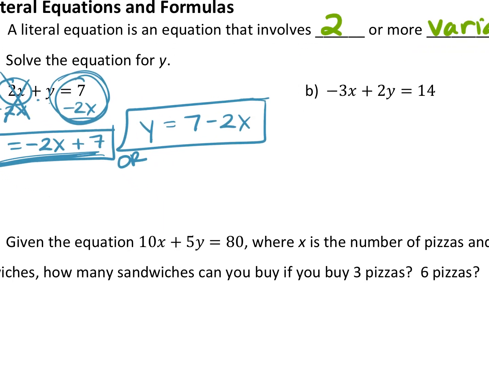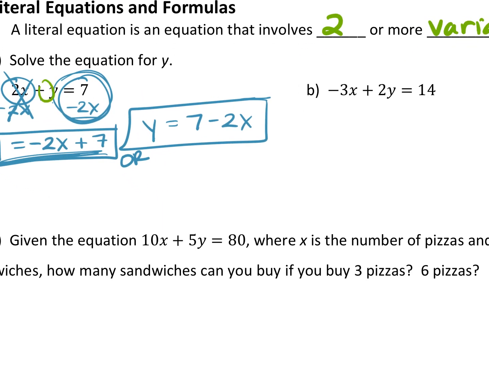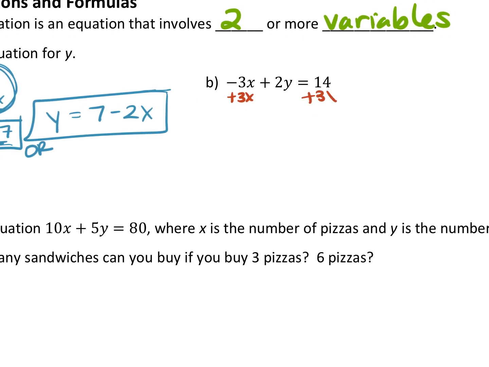This one's a little bit different because now notice the difference here. There was no number in front of y here. There is a number in front of y here. So what's the first thing that we would do if we're trying to solve for y? We're not dividing by 2. Yeah, we got to get that 3x out of there first, okay? So we're going to add the 3x. Add the 3x. So right now, this is 0. I'm left with 2y equals 3x plus 14, or 14 plus 3x would be fine too.